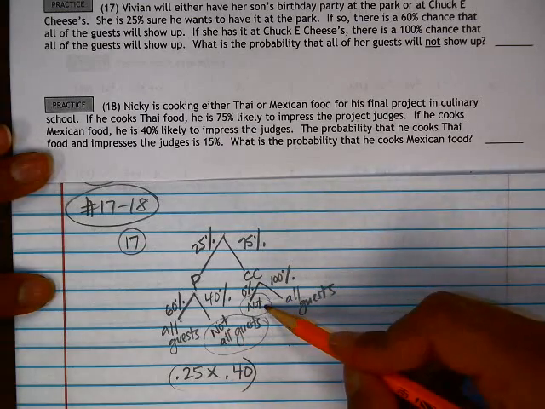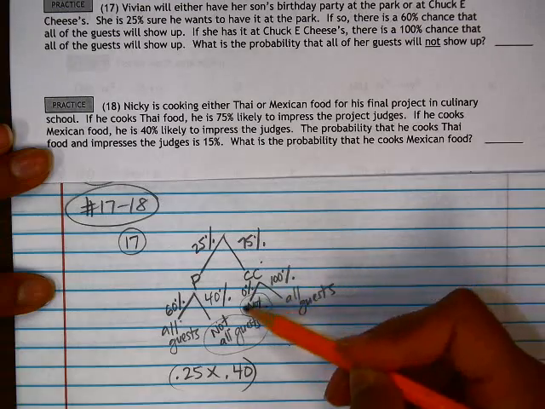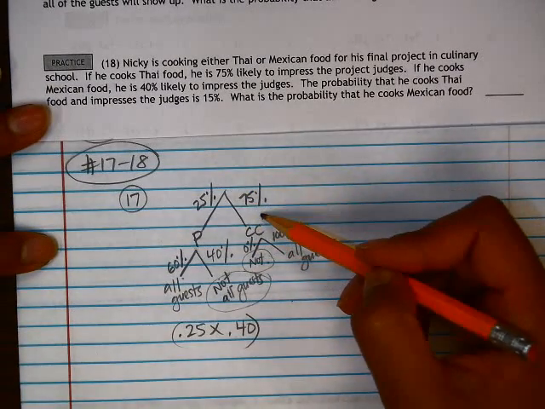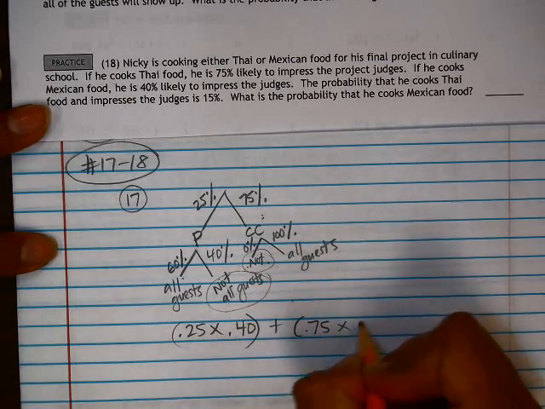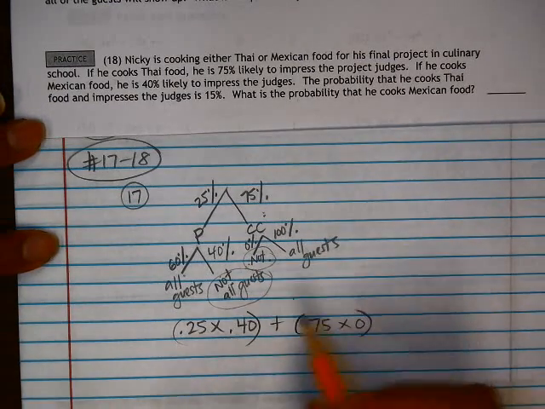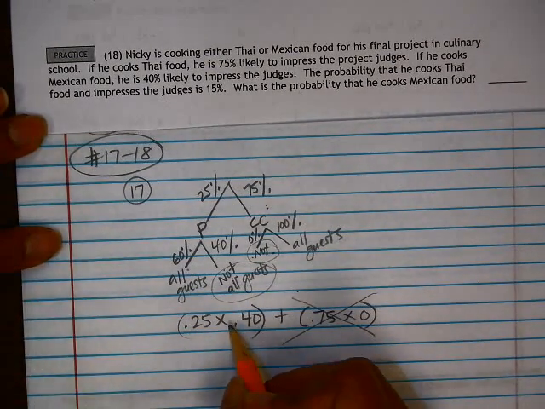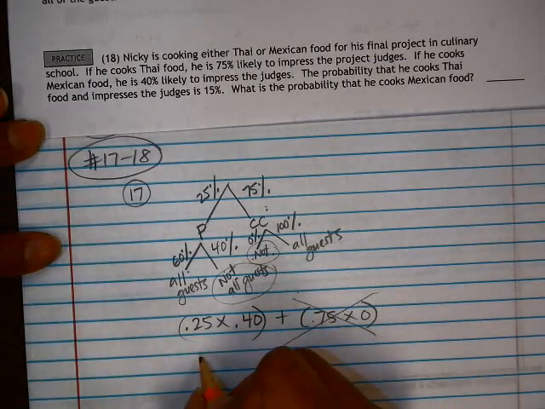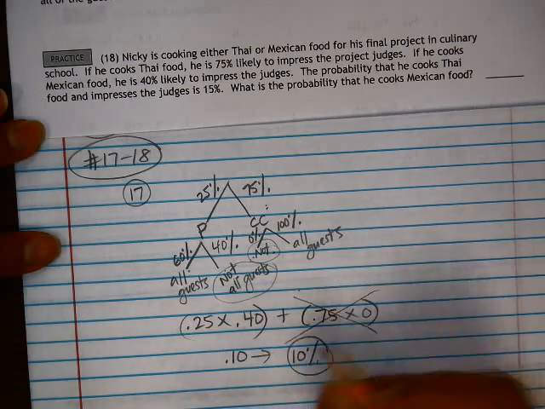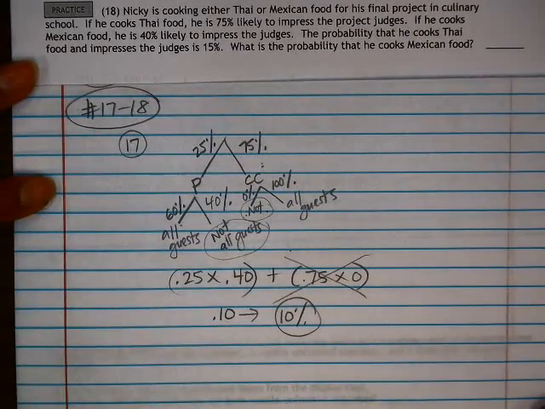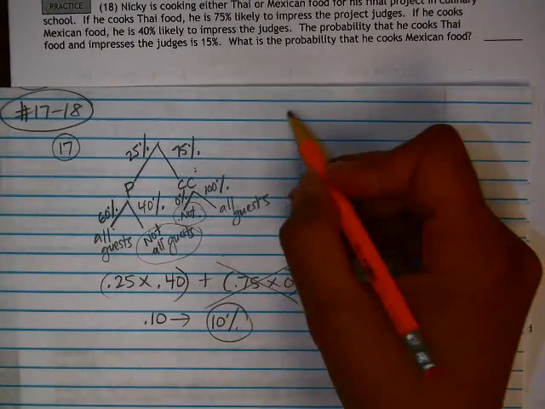But we also have this possibility, which if we follow the tree diagram, we have a 75% chance and a 0% chance. If we multiply 75% times 0, 0.75 times 0, this is 0. So really, we don't need to add this on because it's just equal to 0. So let's calculate 25% times 40%. This would be 0.10, which would be a 10% probability.